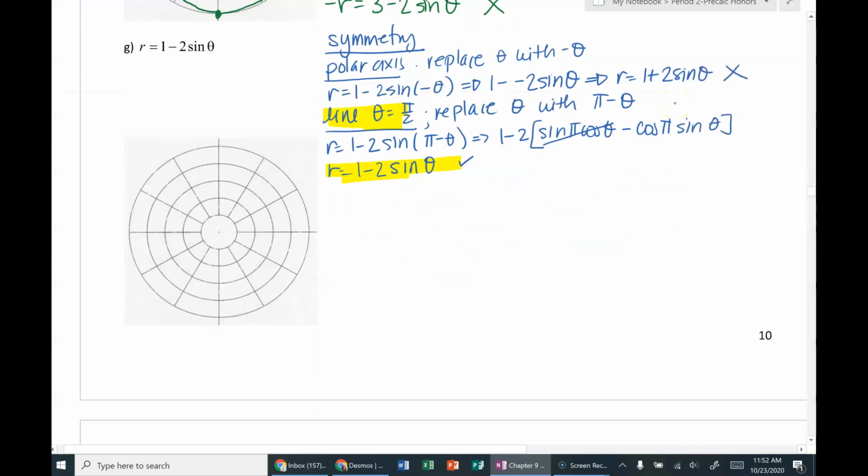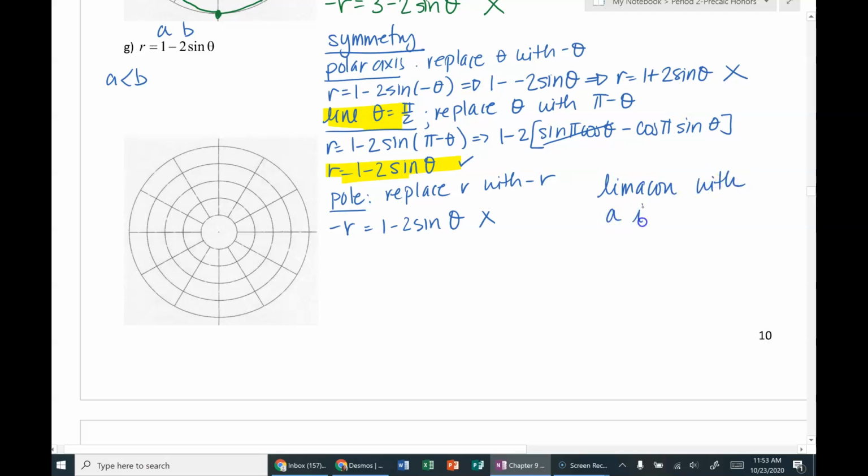Okay, the last one is your pole, which we want to replace r with negative r, okay? Immediately we know that's not going to happen, so we can just X that out right away. Now, we have our A value is 1, our B value is 2, and A is less than B, so we know for sure that this is a limacon with an inner loop, okay? Later, I will ask you to identify the shape of the curve, so make sure we know how to recognize the graph without actually having to graph it out.